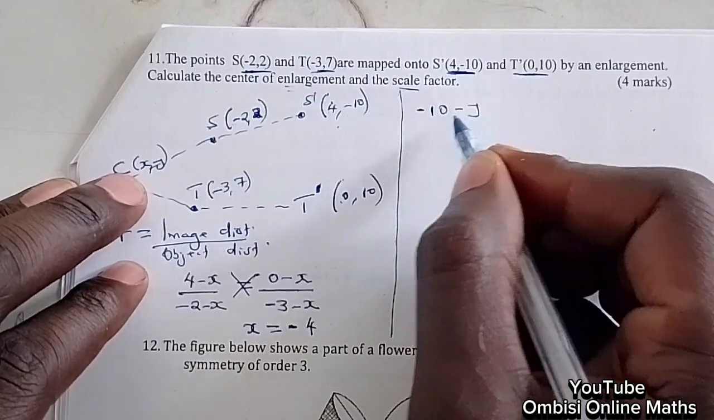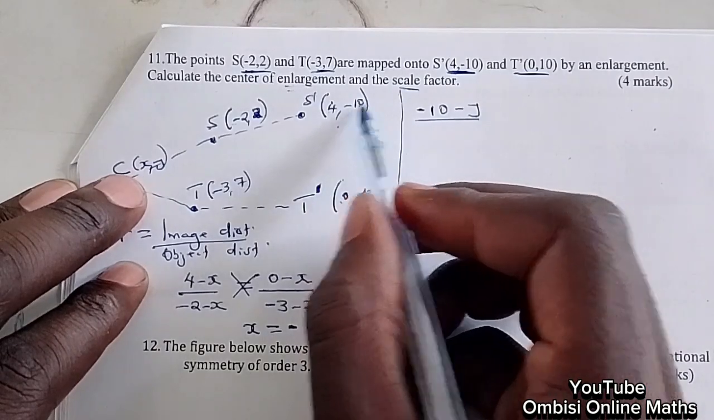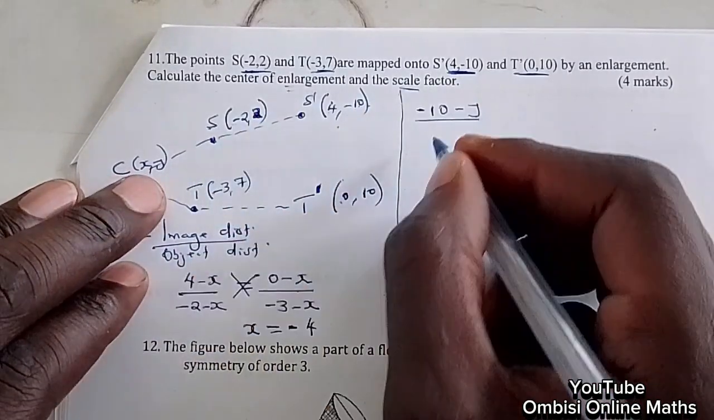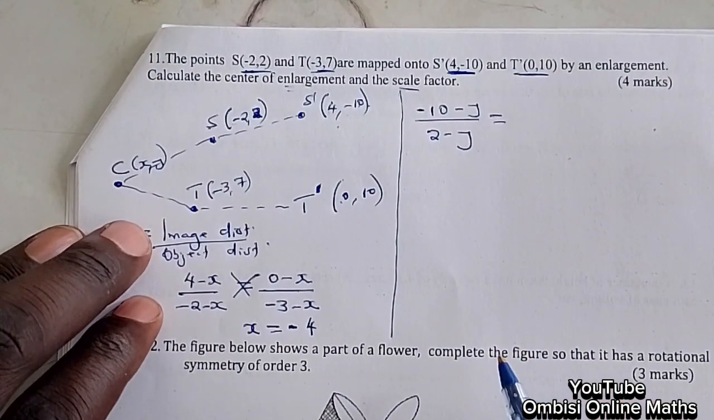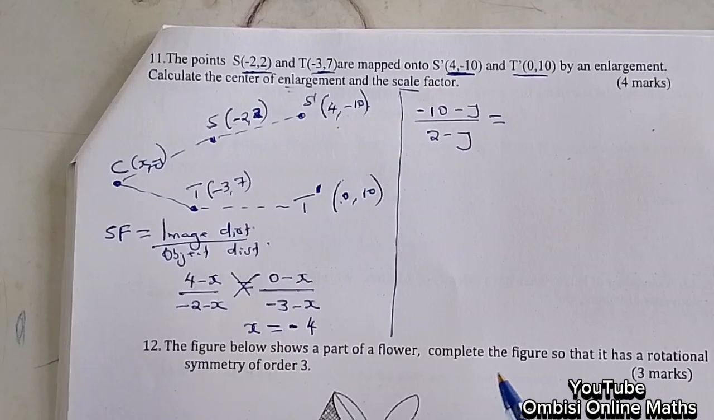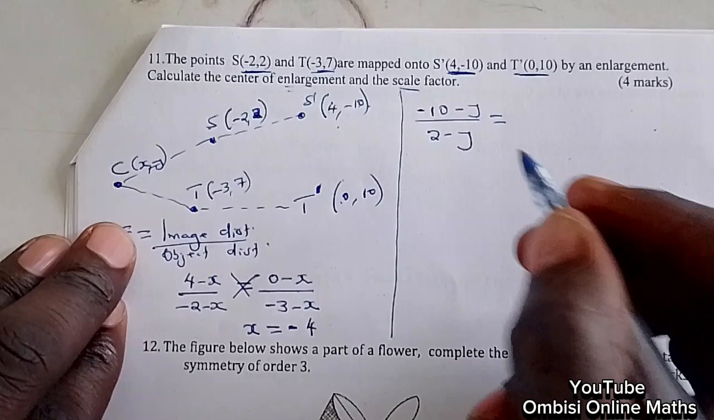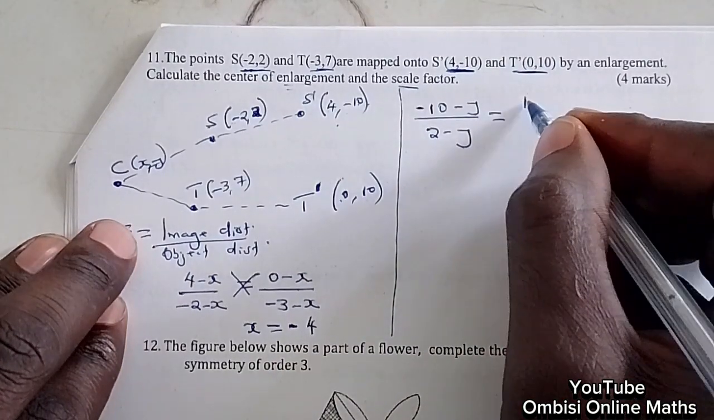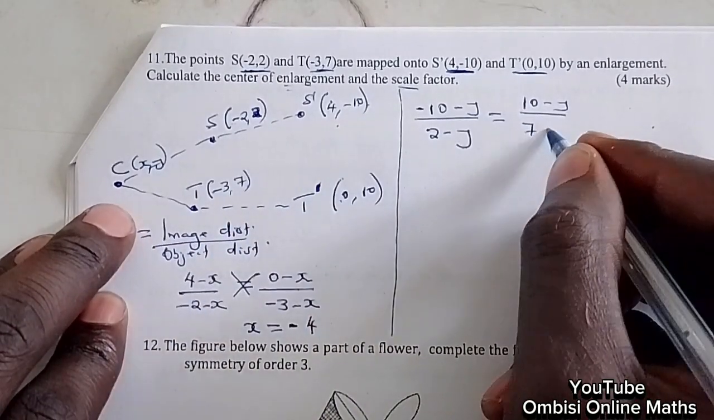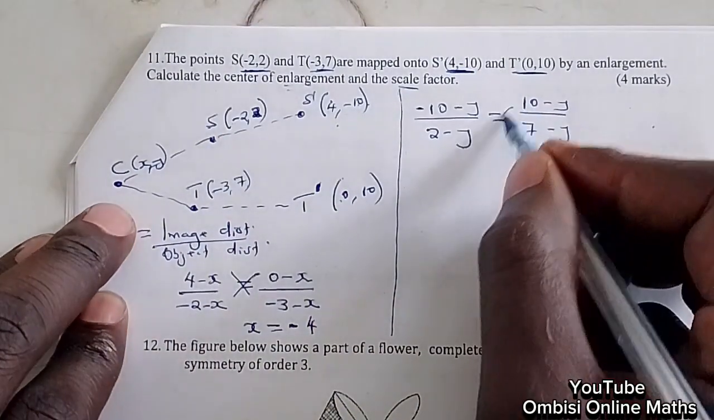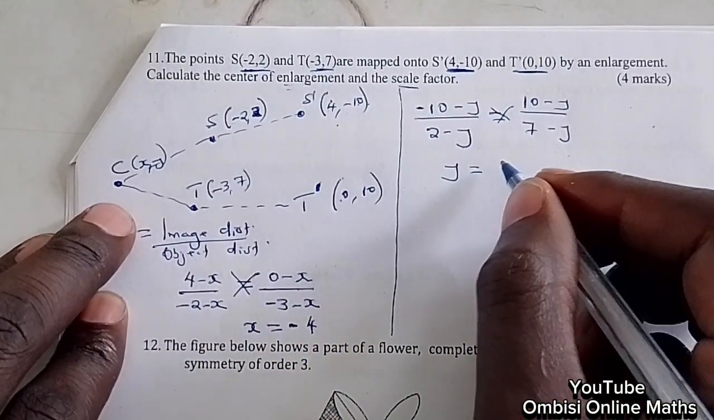In the same breath, if we find the image distance on the side of y, that is -10 minus y over -10 minus y over 2 minus y. This one should give us, on the side of t, which is going to be 10 minus y over 7 minus y again. If you cross multiply, then you solve, find that the value of y is equivalent to 6.